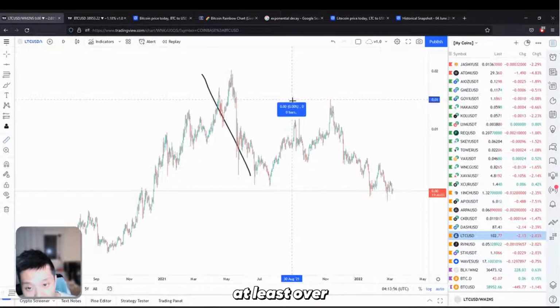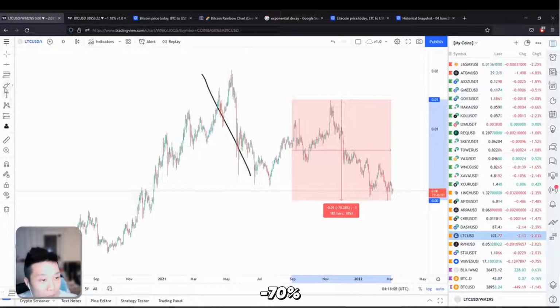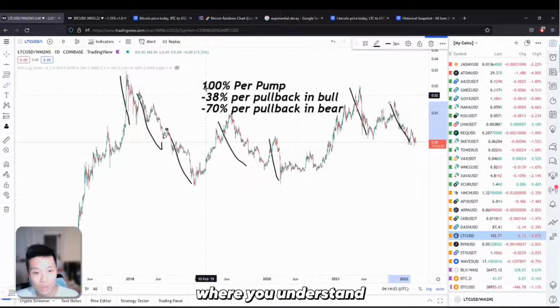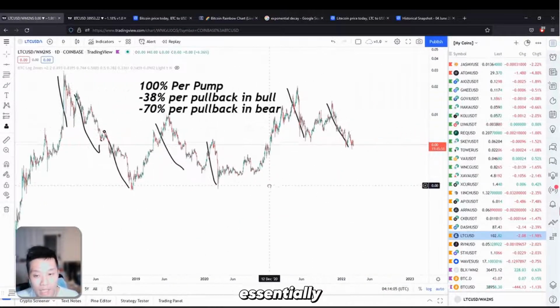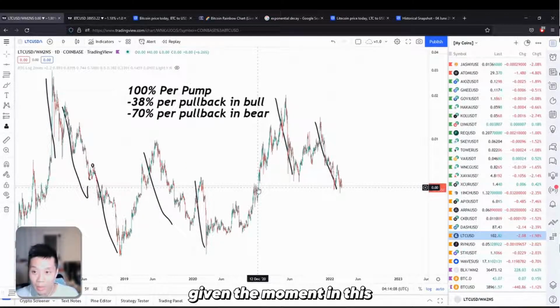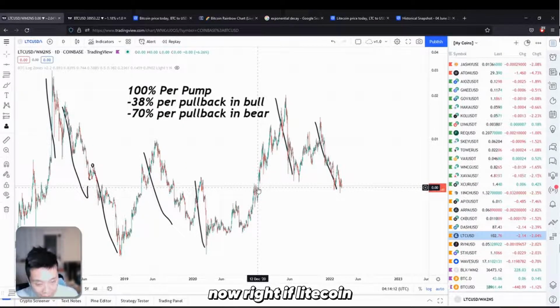I know this one is at least over 70%. 70.28. So now you have a situation where you understand these are the properties. Essentially, at this moment in time, if Litecoin follows these properties, then the question you have to ask is, if Bitcoin continues to drop, Litecoin has two versions of where it's going to drop.